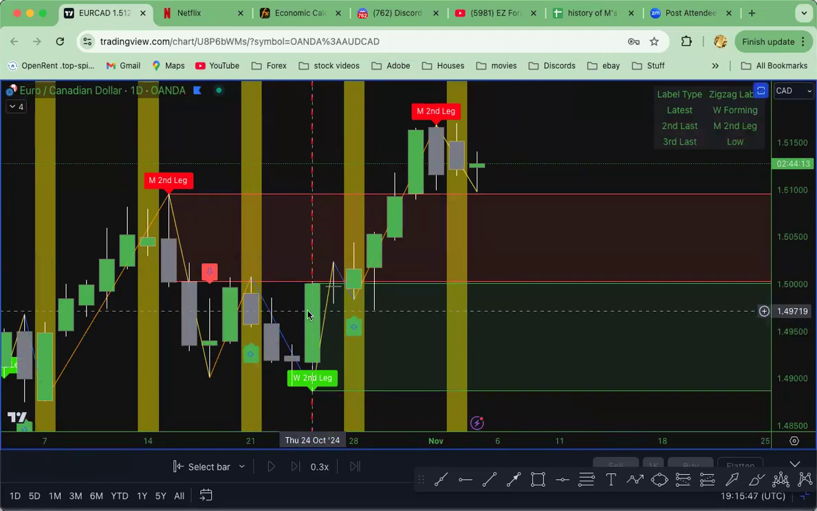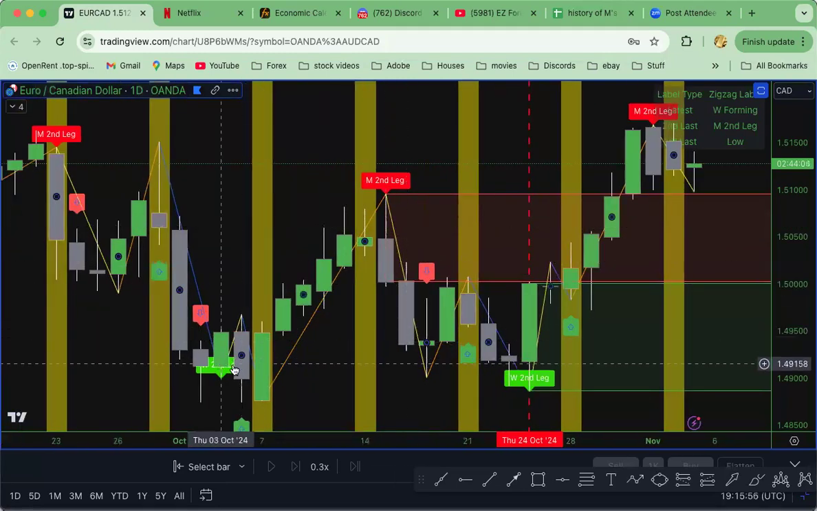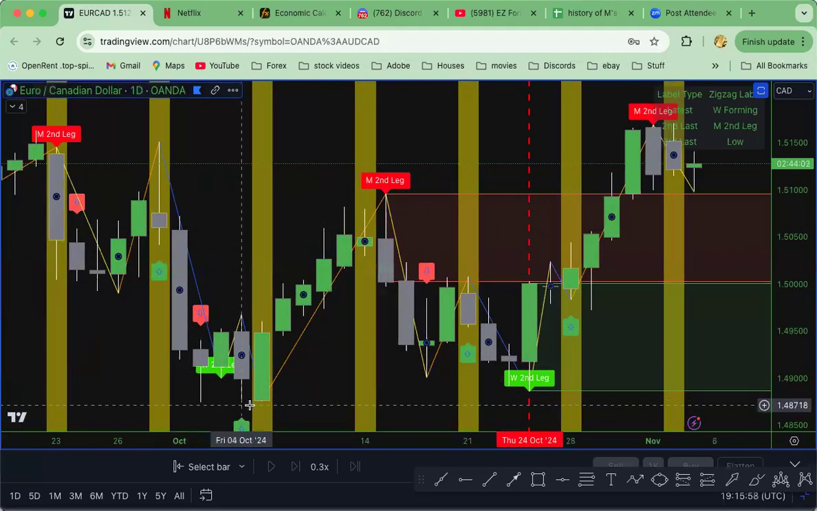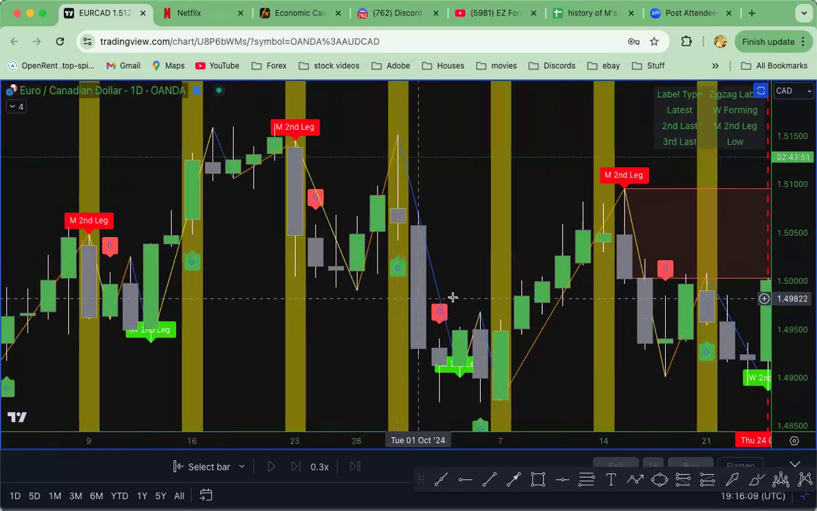So as you can see, it's the same thing here, even on EuroCAD. Look at the second leg there, look at the second leg here. You can see here, this one could have been a loss because it wicked down a bit more. Did it wick down? Oh no, you might have been safe in this one because the low is actually down here. But yeah, look at the buy, look at the sell. I can't make this stuff up is what I'm trying to tell you.